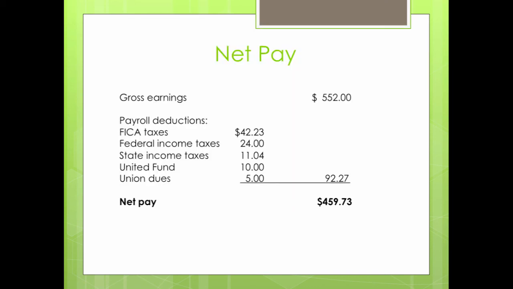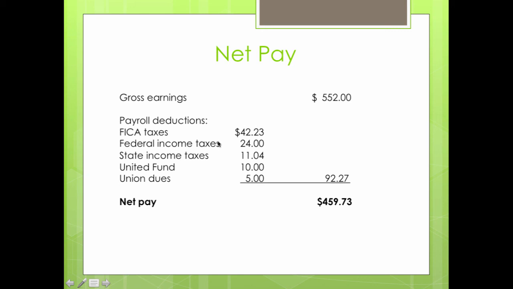Okay, so let's look at this example, which shows you what an employee's earnings and payroll deductions look like. So we have this employee who worked a number of hours. I don't know how many, I'm just giving you an example. And those hours earned this person a gross earning of $552.